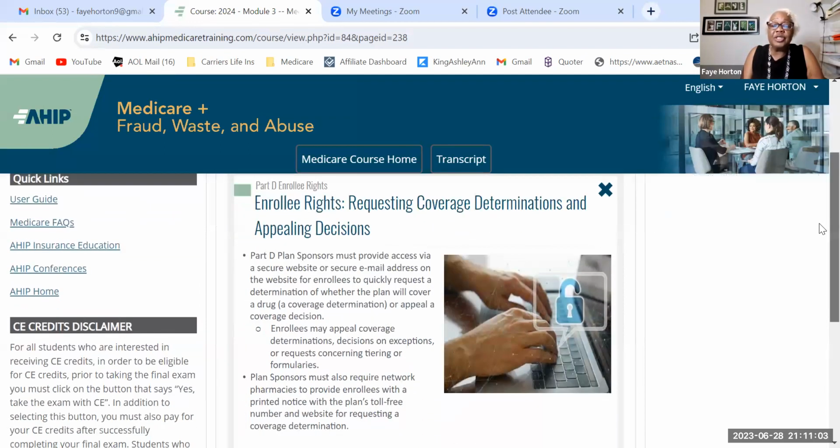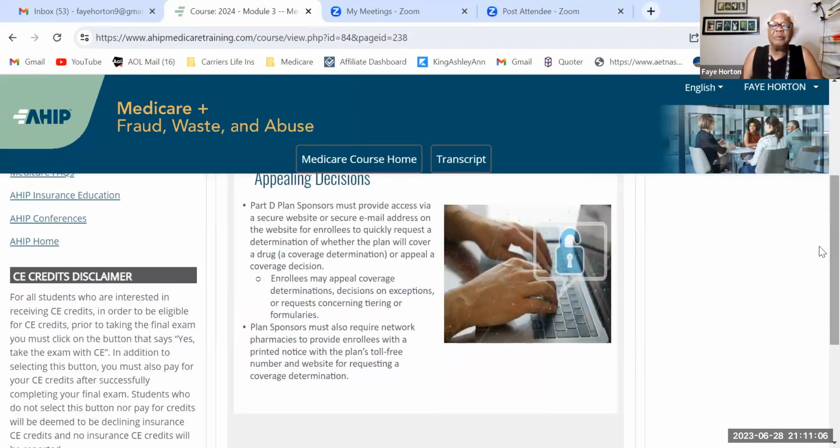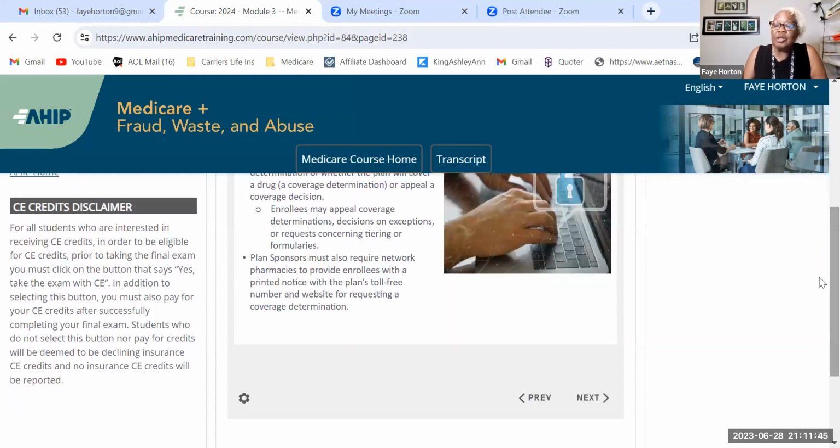Enrollee rights: requesting coverage determinations and appeals. Part D plan sponsors must provide access via a secure website for enrollees to quickly request a determination on whether the plan will cover a drug or appeal a coverage decision. Enrollees may appeal coverage determinations, decisions on exceptions, or requests concerning tiering or formularies. Plan sponsors must also require network pharmacies to provide enrollees with a printed notice with the plan's toll-free number and website for requesting coverage determination.